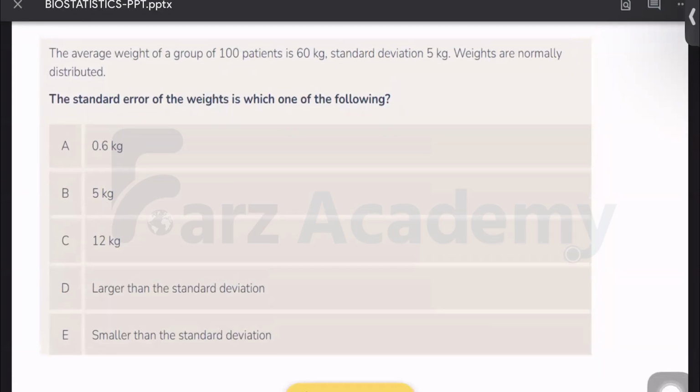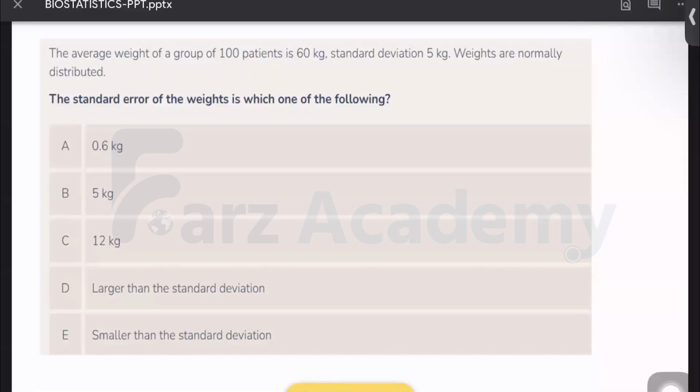Standard error of mean is standard deviation upon root of n. So standard deviation is 5 upon root of 100, so 5 upon 10. So the answer is 0.5. So is it not 0.6? It's not 5. It's not 12. So what is the answer? 0.5 is larger than standard deviation or smaller than standard deviation, which is 5? So it is smaller than standard deviation, right? So answer is E.